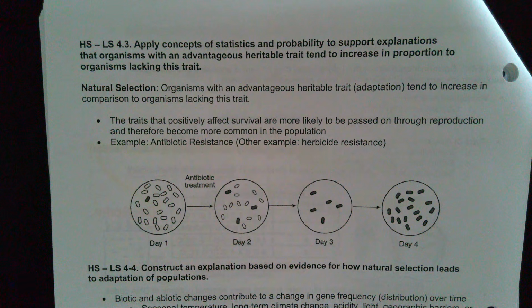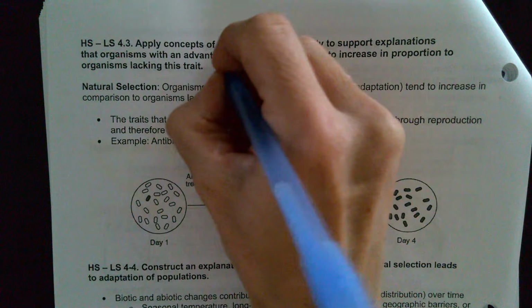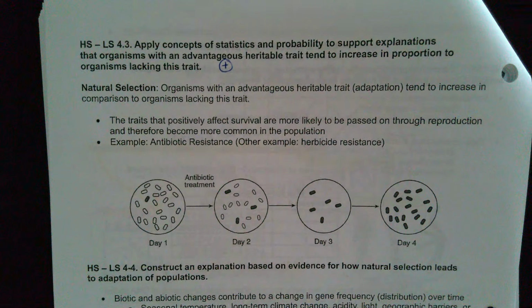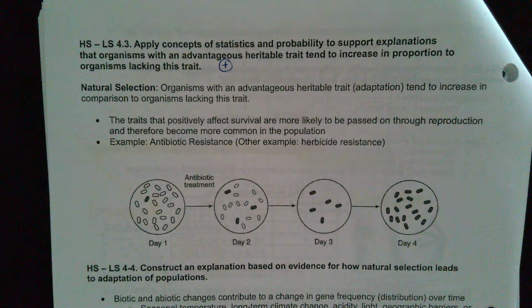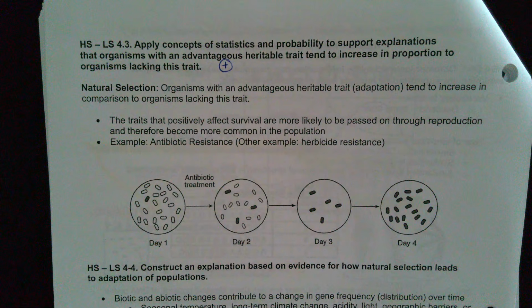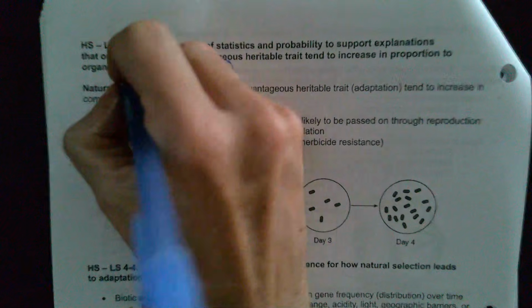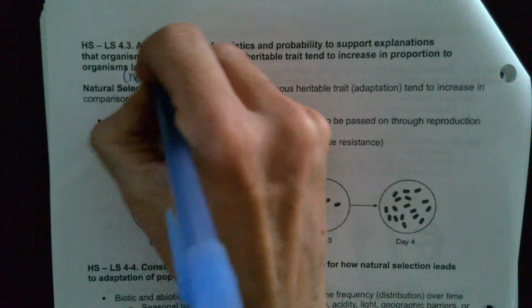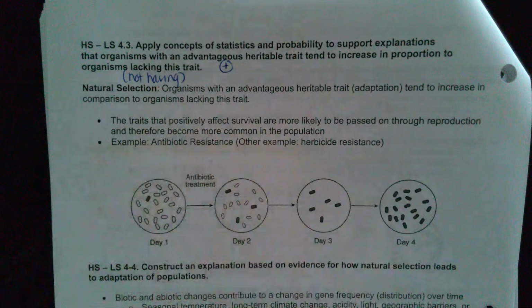So let's break down a few things. First, advantageous. Whenever you see the word advantageous, we're thinking positive, right? Advantage, we're all familiar with that, but you stick the OUS at the end and maybe it gets a little bit confusing. Advantageous just means positive. Next up, we have heritable. Heritable, again, is referring to the fact that it can be passed on. So a positive trait that can be passed on tend to increase in proportion to organisms lacking. Lacking means not having this trait.